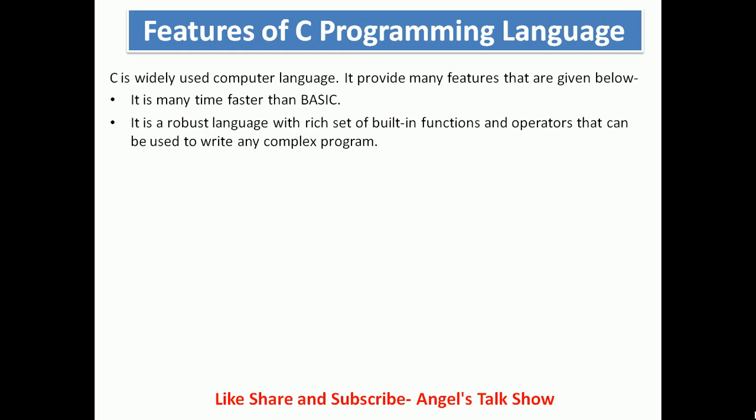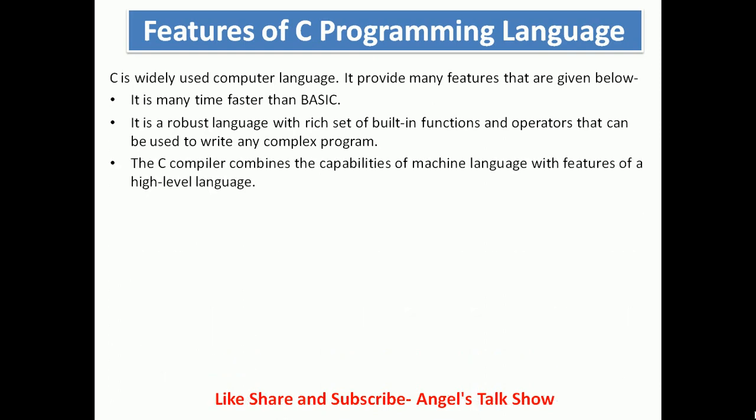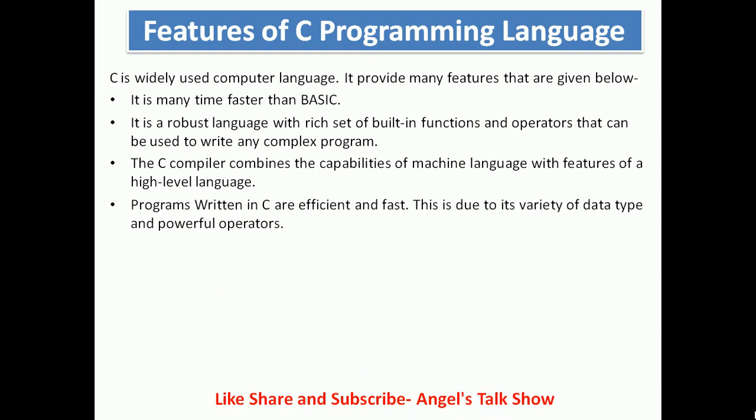Friends, C language has a very rich library of inbuilt functions. So this is a very good feature of C programming language. That is why it is also known as a robust language. C compiler combines the capabilities of machine language with features of high level language. Programs written in C are efficient and faster. This is due to its variety of data types and powerful operators. This is the main and important feature of C programming language.